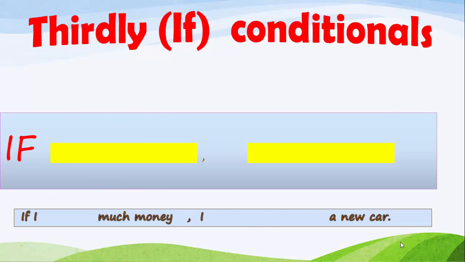Look at the sentence: if, and then something, and then something else. If I, much money, I, need, a new car. So what do you think the verb will be? In the first conditional, the verb was in the present simple. So what about the second conditional?